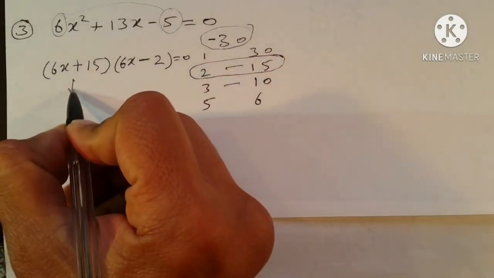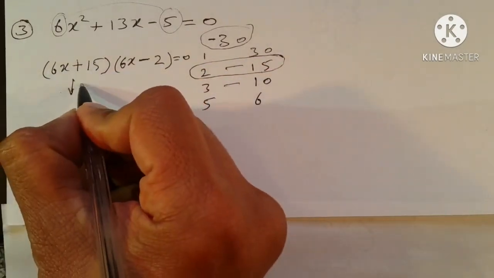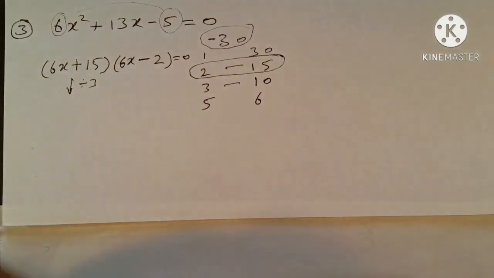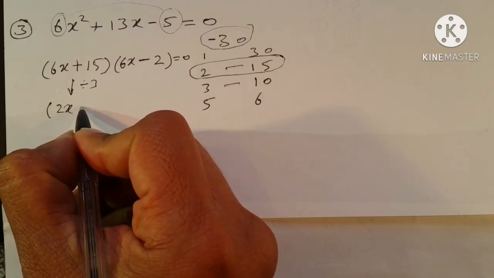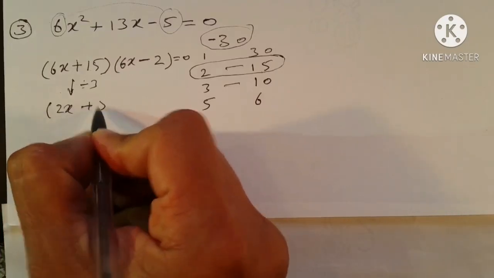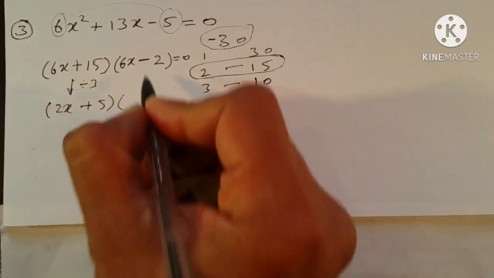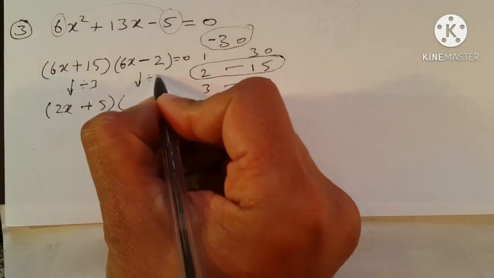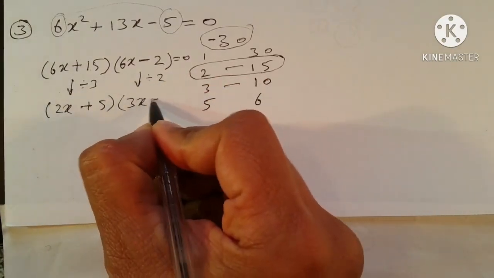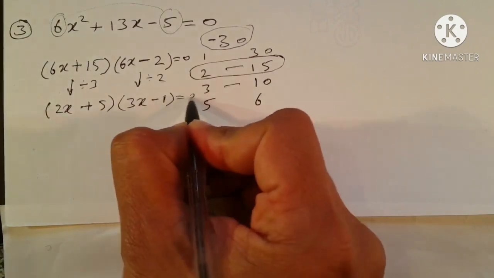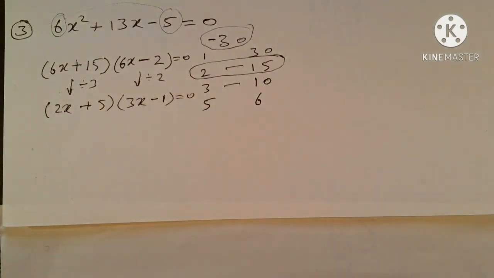So what we do, we divide that. Again, that both goes in the 3 times table. So which is 2x plus 5, and this divided by 2, which is 3x minus 1 equals 0. I'm pretty sure you guys got it till here.